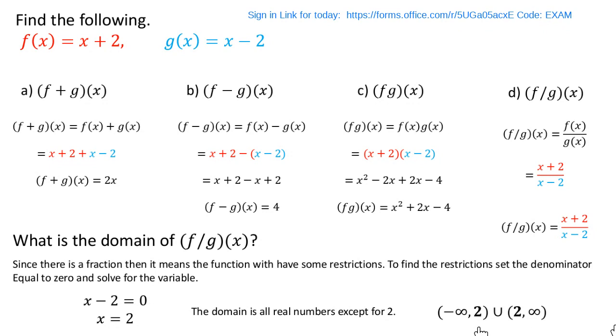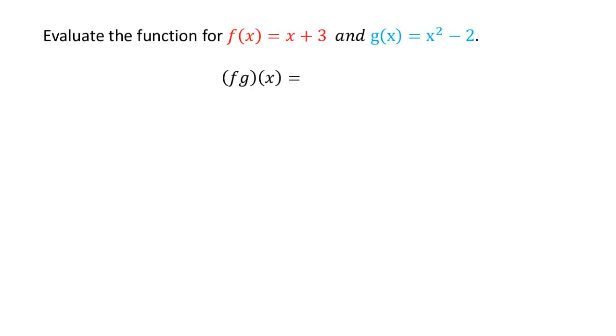So if you have fractions, you're going to have restrictions. If you have a square root, you're going to have restrictions. And in chapter 3 for 1314, and when you get to the exponential section in 1324, if you have a logarithmic function, then you'll also have some restrictions.